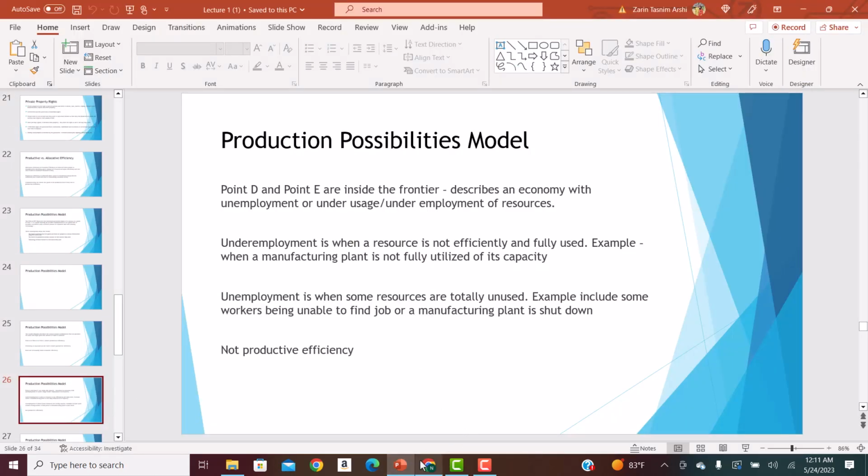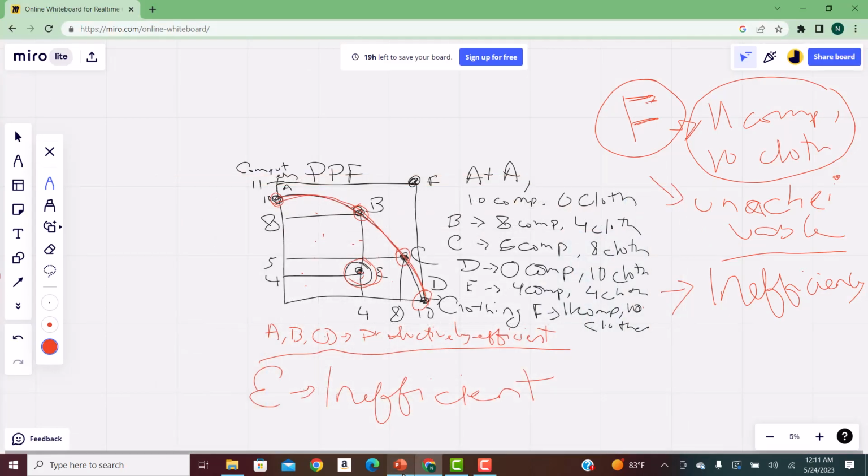Now, one thing I want to mention is that even though points A, B, C, and D are productively efficient, we do not know if they are allocatively efficient, because we do not know if these points are maximizing the utility of the consumers. We don't have that information available to us. This graph only gives information from the supplier side and the production side. We don't have any information from the buyer or consumer side. So even though points A, B, C, and D are productively efficient, we don't know if they are allocatively efficient. So that information is not given to us.